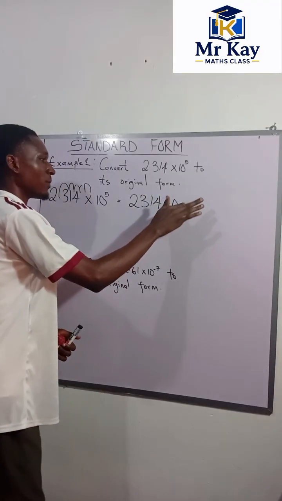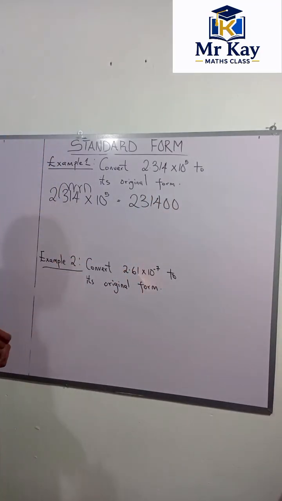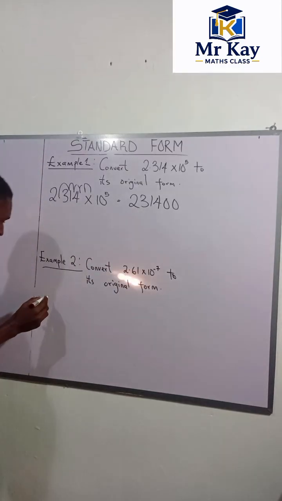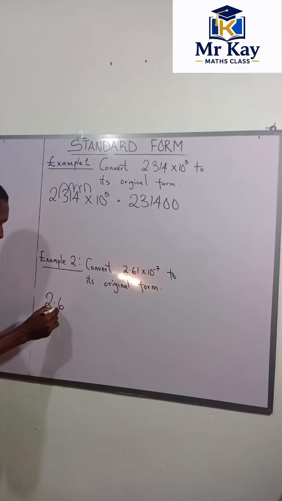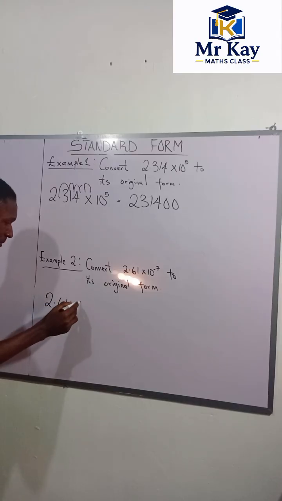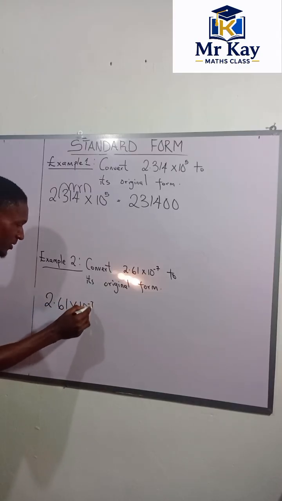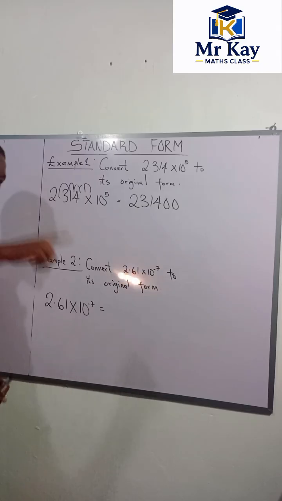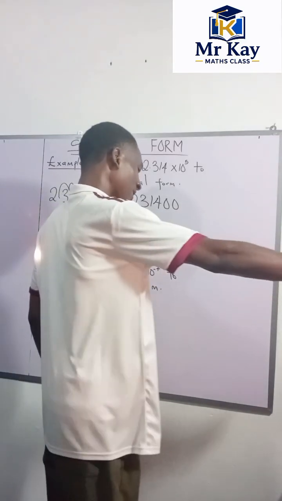This one is just a mind game. You don't even need to calculate anything. You just have to use your head. Now, when you see this one, 2.61, let me write it down: 2.61 multiplied by 10 raised to the power minus 7. When you see minus, what does it mean? It means this number, this 2.61, has been moved to the front, to the right hand side.